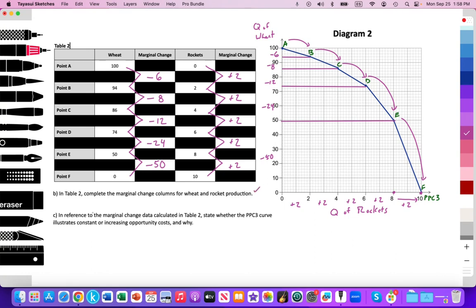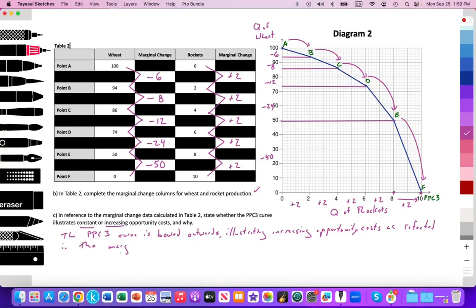So good, we've done this question, and it says in reference to the marginal change data in table 2, state whether the PPC3 curve illustrates constant or increasing opportunity costs and why. We can state that the PPC3 curve is not a straight line, is bowed outwards. It has a bowed outward shape, illustrating increasing opportunity costs as reflected in the marginal change data for wheat production.